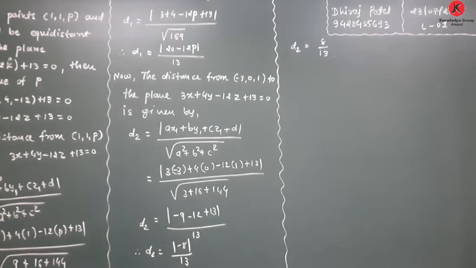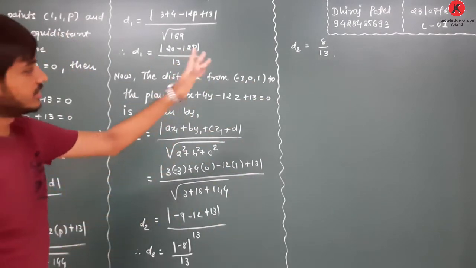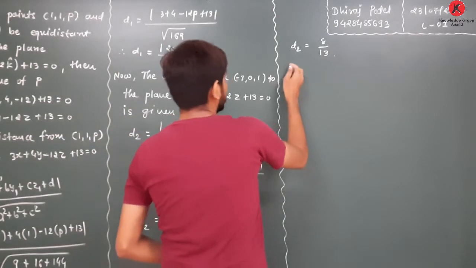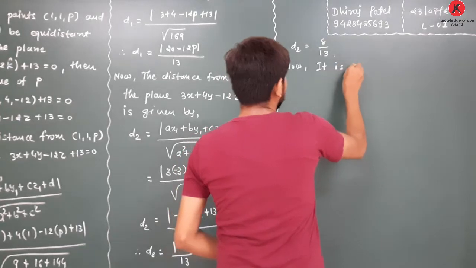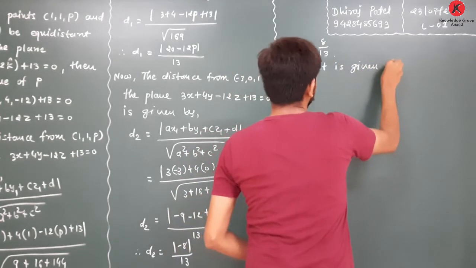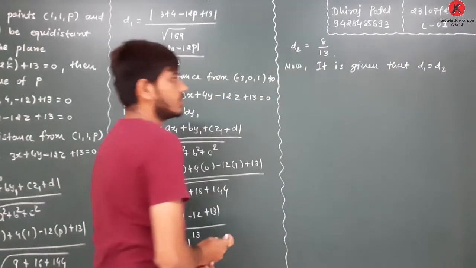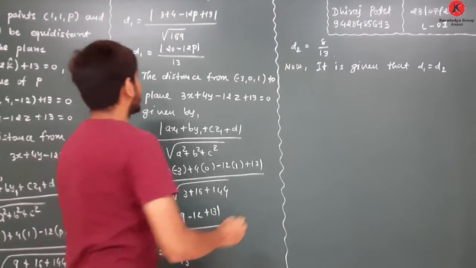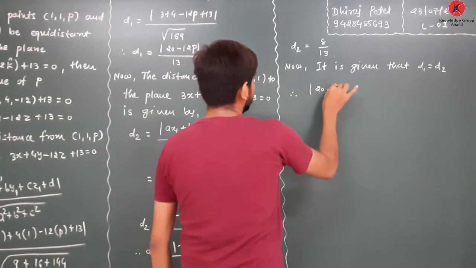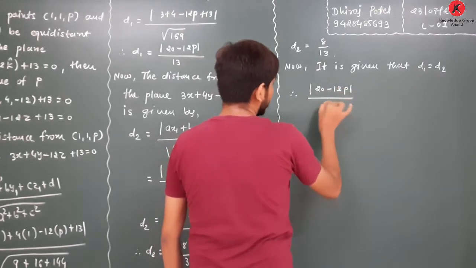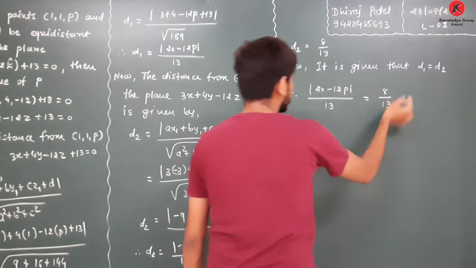Now it is given that these two distances d1 and d2 are equidistant. That means they are equal. Now it is given that d1 equals d2. Therefore we can write what is d1. d1 is modulus of 20 minus 12p divided by 13, equals d2, which is 8 by 13.